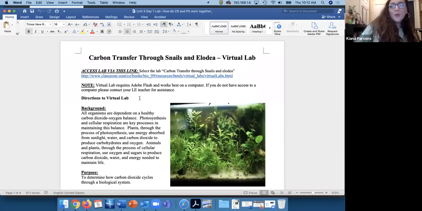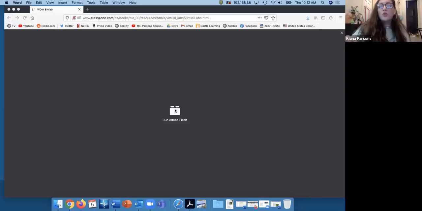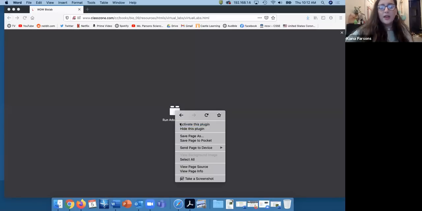All right, so this is what the lab sheet looks like, and this is on Google Classroom, Unit 3, Day 7, Carbon Transfer through Snails and Elodea Virtual Lab. You're going to access the lab via this link, and when you open it up, it might show you something like this, either to download Adobe Flash or to run Adobe Flash. So if it asks you to download Adobe Flash, go through the steps and download it. Don't accidentally download the other extensions, uncheck the McAfee, but you're going to have to download Adobe Flash. Those of you on this video are obviously not able to do that, and that's why you're here. So let's go ahead and do this.